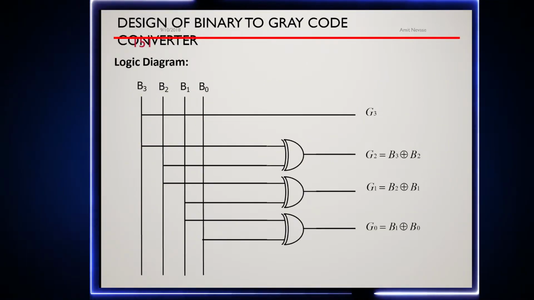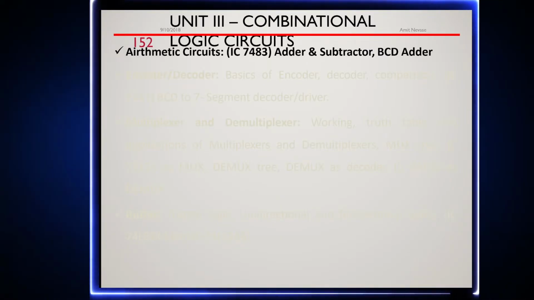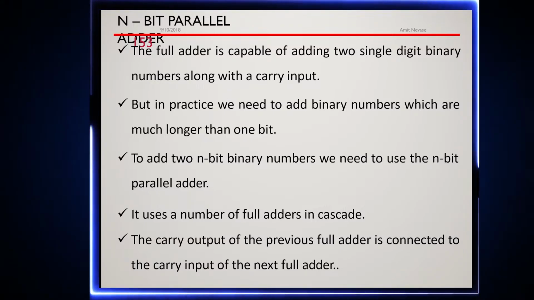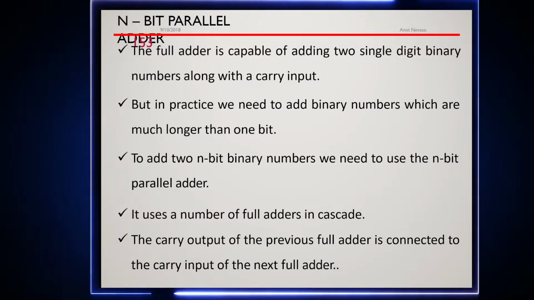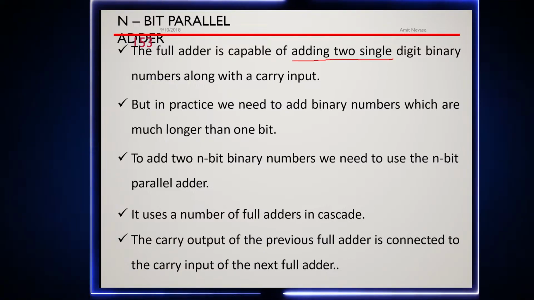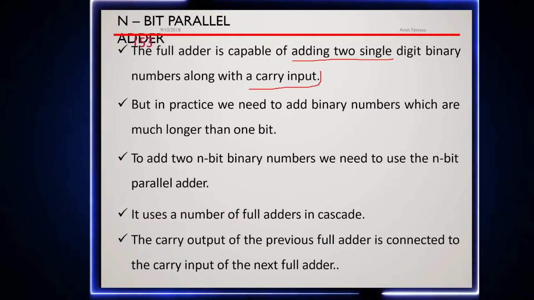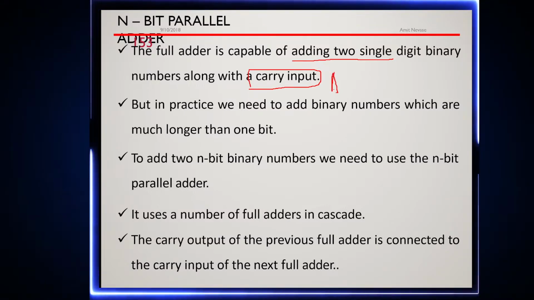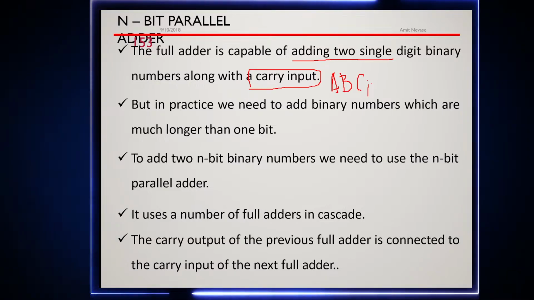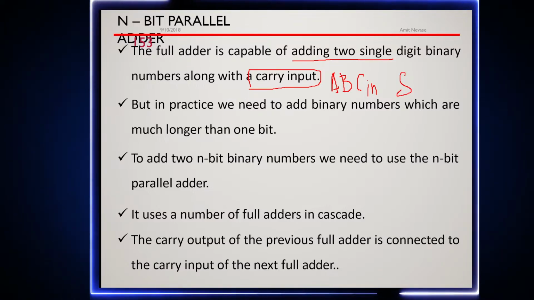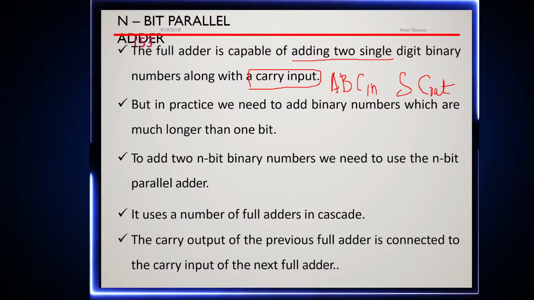Now this was about the gray to binary. Now let's look at the n-bit parallel adder, right? The full adder is capable of adding two single-bit binary numbers along with a carry input that we have already seen. So our inputs for a full adder are A, B, carry in, and our outputs are sum and carry out. This is in case of a full adder, right?